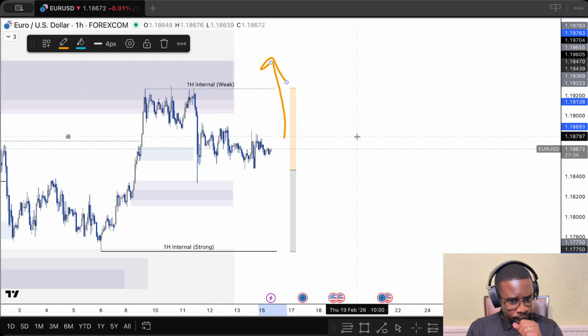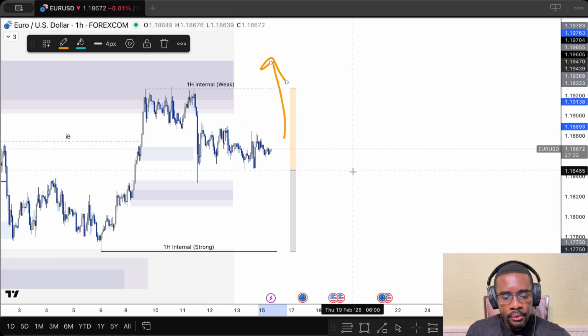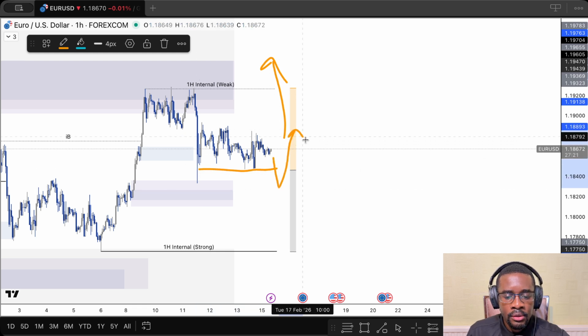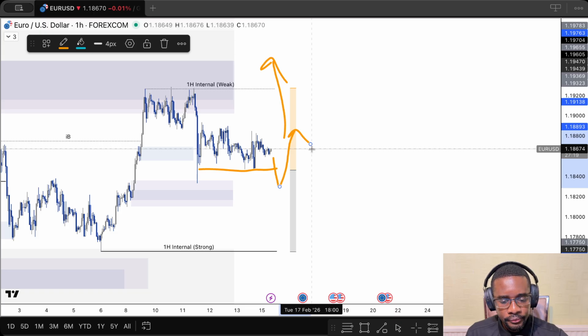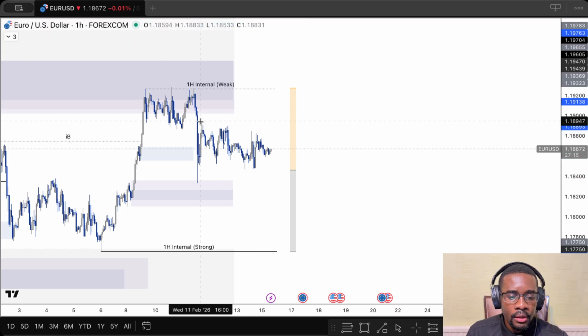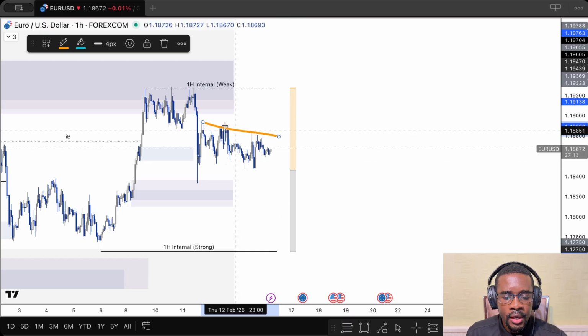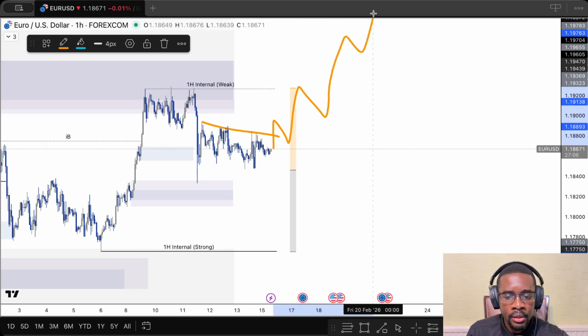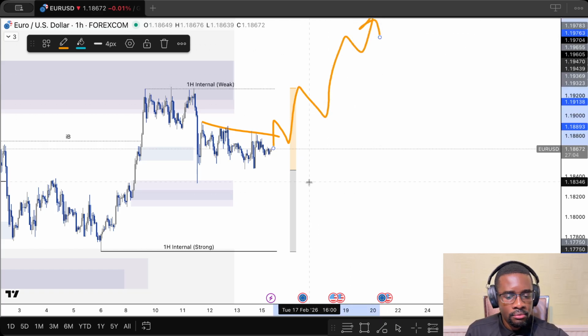Price will eventually need to target those areas upwards. However, it's possible that price could come down, sweep these areas first, and then look to go up. This is also kind of trendline, so we could sweep these areas, maybe have a reaction, and then start pushing up.